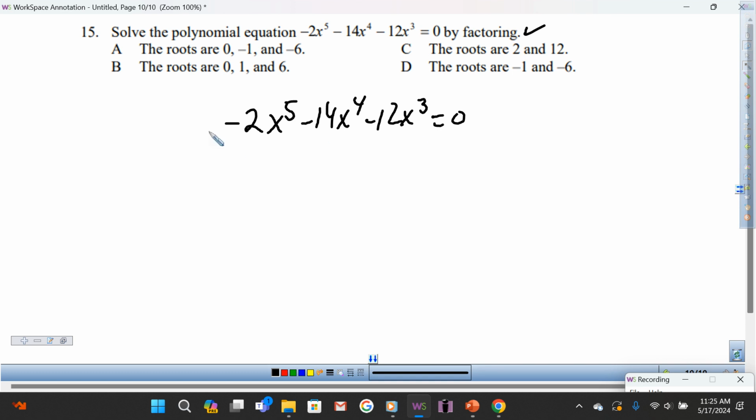So, first things first, is it in standard form? 5, 4, 3, yes. Is there a GCF? Tell your neighbor if there's a GCF. And what is it? What do all of them have? An x? Do they have an x squared? Yes. How about an x cubed? Yes. x fourth? No, just x cubed. Okay, that's one thing. What else do all of them, can we divide all of them by? A 2, but since this one has a negative, we're going to say that it's negative 2.